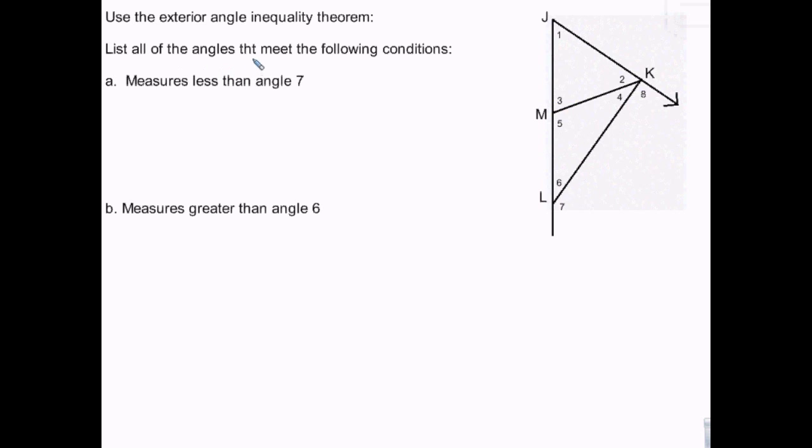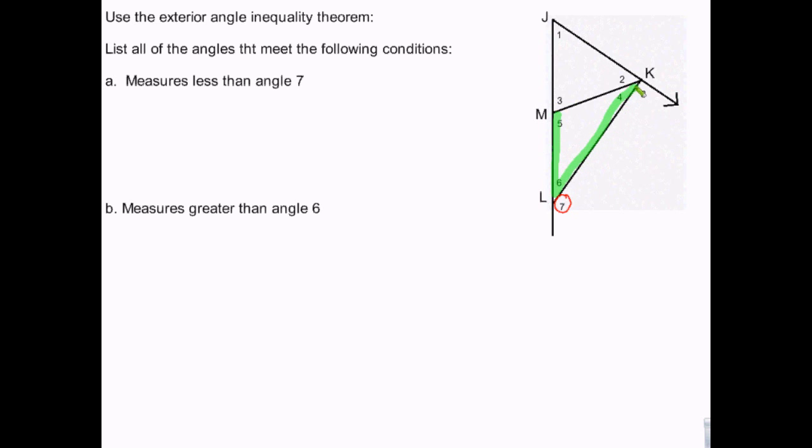List all of the angles that meet the following conditions. So measures less than angle 7. So here's angle 7, and we want every angle that's less than angle 7. So we need to look at the fact that there are two triangles here. We have this little triangle that angle 7 is exterior to. Actually, let me do a better job of highlighting that. Hold on.